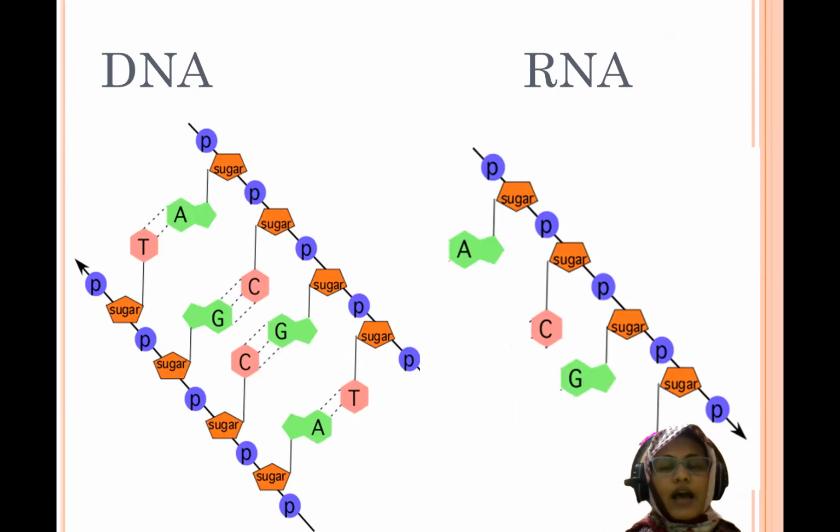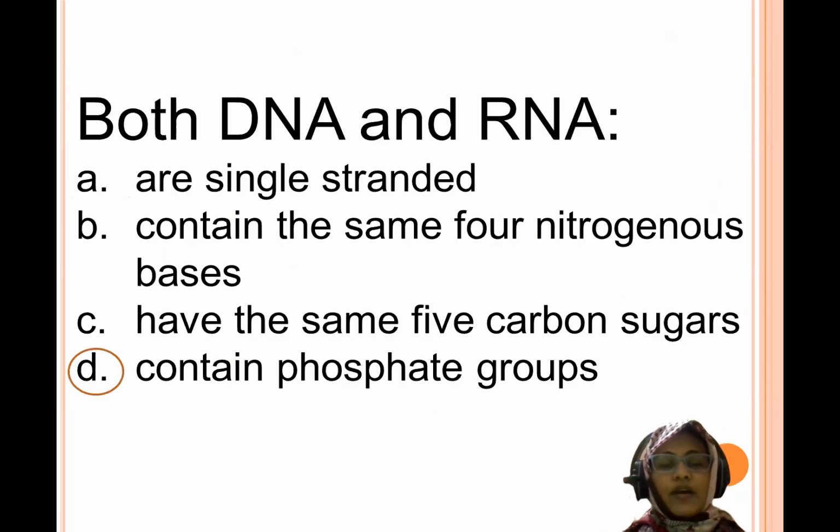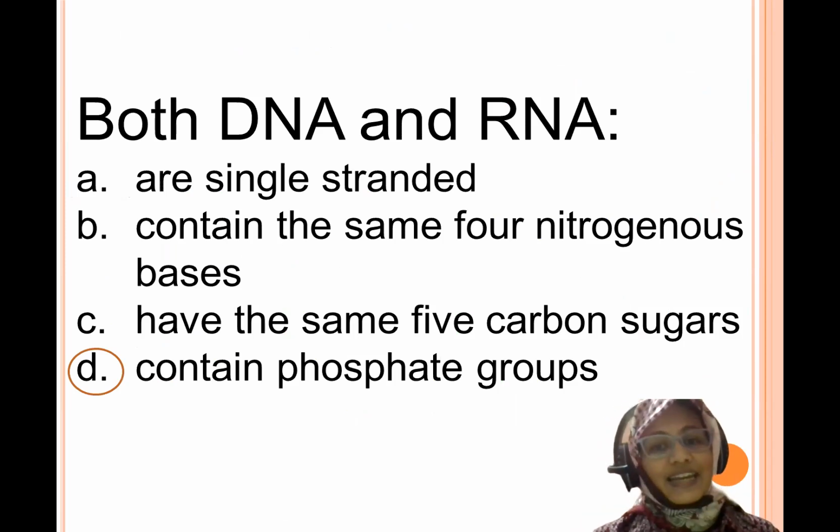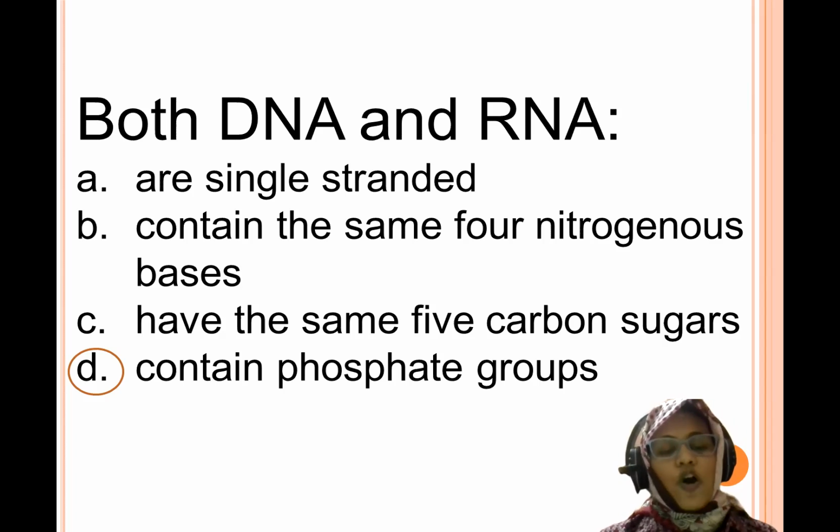And I'm going to ask you one question. Which statement is true among these points? First, do both DNA and RNA have a single strand? No. DNA is double stranded and RNA is single stranded. So A is a wrong option. Among these options, which one is true?